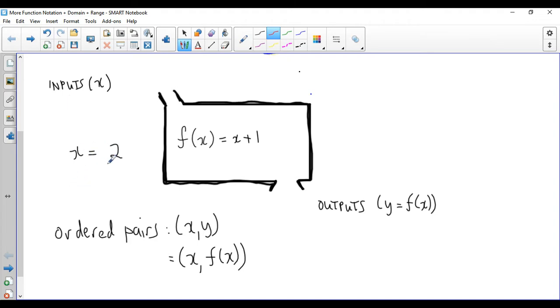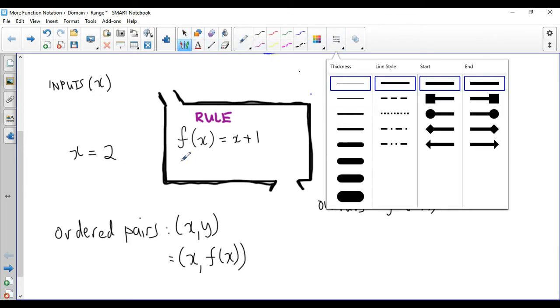So here I have x equals 2. So this is one input, right? So the function here, f of x equals x plus 1. If you remember, we talked about this being the rule that is going to be applied to any input. So this 2 comes in here.